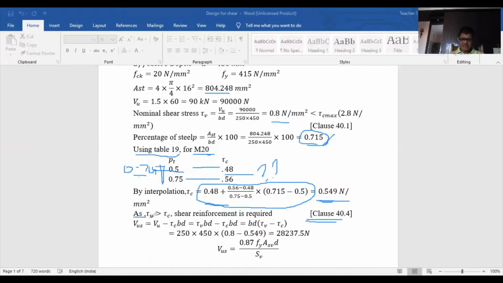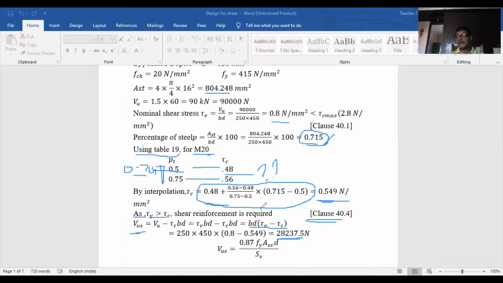Now if tau b is greater than tau c, then what is your design shear force? Design shear force is equal to Vu minus tau c bd. And we have also seen that it is equal to tau b minus tau c into bd. So just put the values tau b, tau c, b and d and find the force. So 282375 Newton is the design shear. Now once you find the design shear force, then you find the spacing.